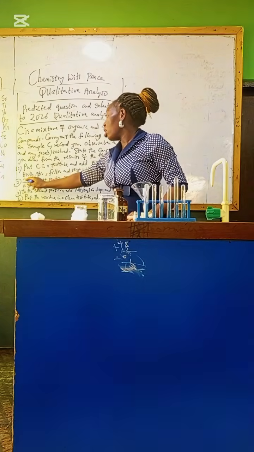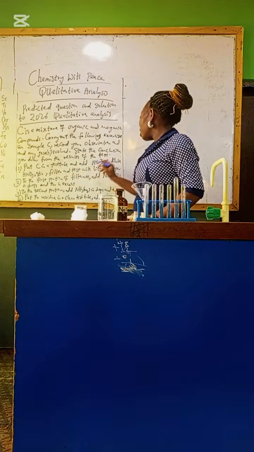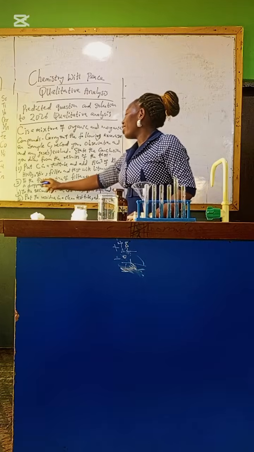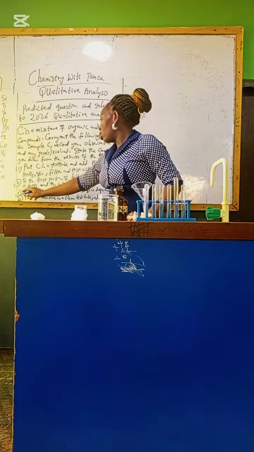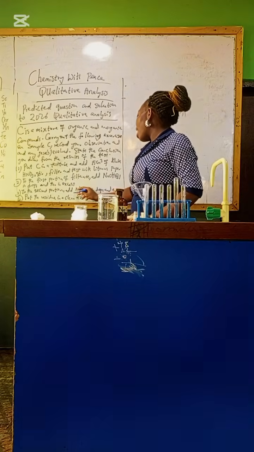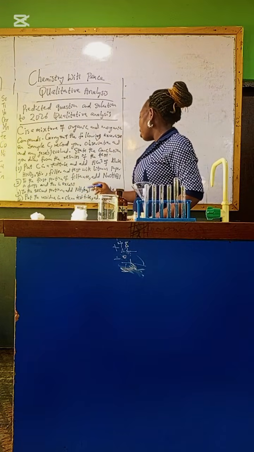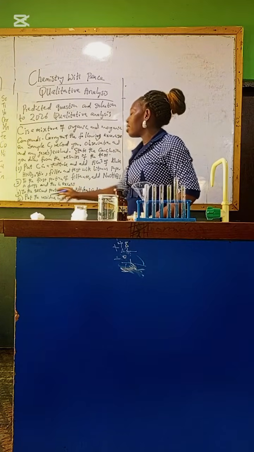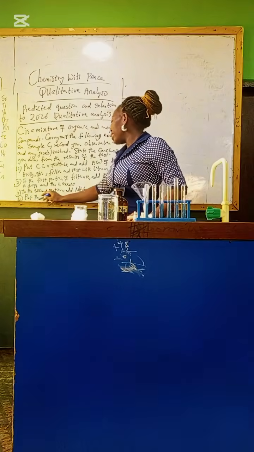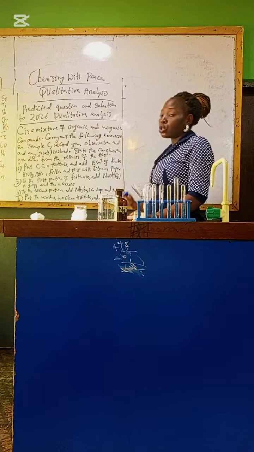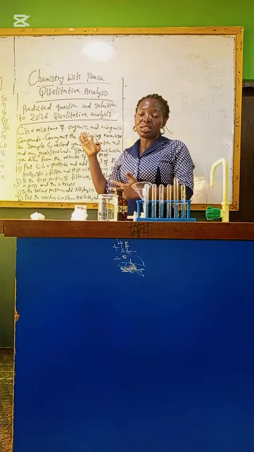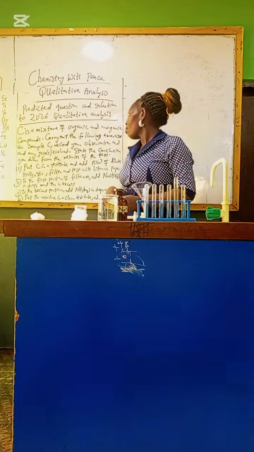The second question, to the first portion of filtrate, add sodium hydroxide in drops and then in excess. The third question, to the second portion, add aqueous ammonia in drops and excess. Then the last question, put the residue in a clear test tube, add iodine solution. So this is our question.